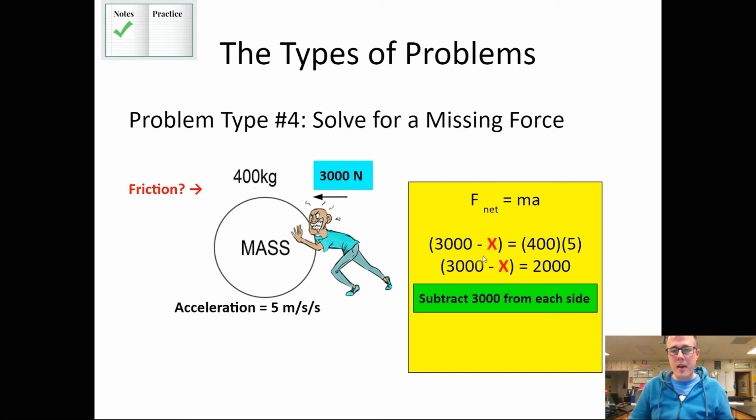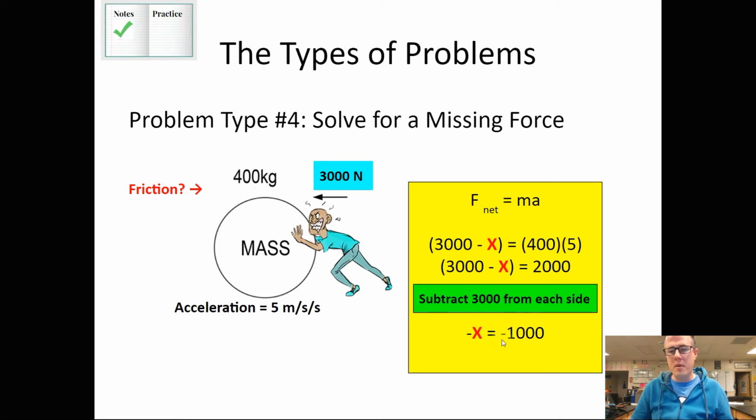So we're going to subtract 3,000, which is going to take away the 3,000 from the left side, but we'll still have a minus x. So the left side will be minus x. On the right side, if we had 2,000 but we took away 3,000, we're going to have a negative 1,000. So we're ending up with negative x equals negative 1,000.